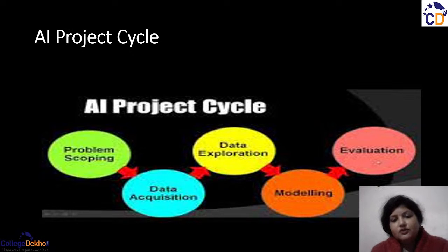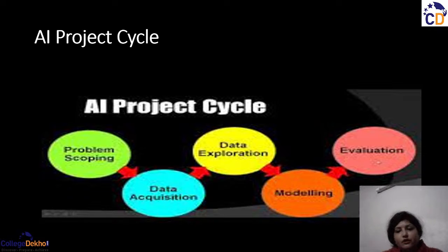You may say that during problem scoping, at the same time we are collecting the data because we know the problem. This could be possible, but you cannot leave any step or directly jump into the third step. No. These are the mandatory steps to be followed while applying the AI project cycle to any project.